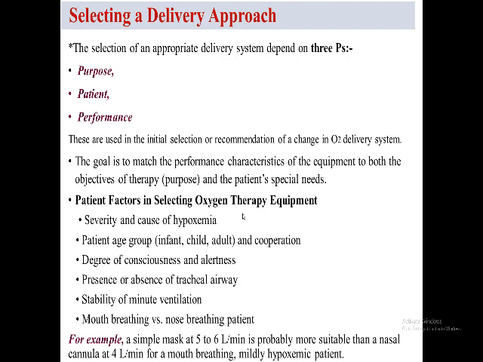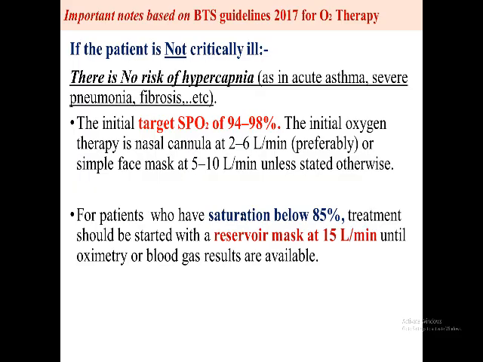Presence or absence of tracheal airway stability, tracheal airway injury, stability of minute ventilation, which is very important, especially in hypercapnic patient. Here, minute ventilation is unstable, so it is better to use Venturi mask. Mouth breathing versus nose breathing patient. For example, a simple face mask at 5 to 6 liters per minute is probably more suitable than a nasal cannula at 4 liters per minute for a mouth breathing patient.